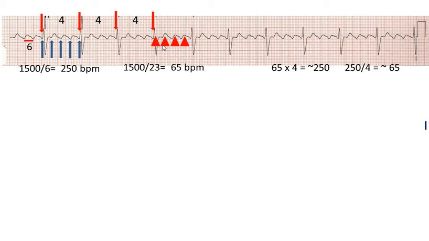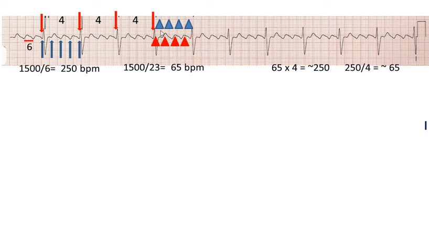One way of measuring these is take a piece of paper and line it up with this flutter wave here that you've chosen to start with, and this one here. So you've got the measurement of your 4 that are fitting between the QRSs. And then what I would do is just hold up your piece of paper to the 2 QRSs and see how many of your flutter waves fit in there.